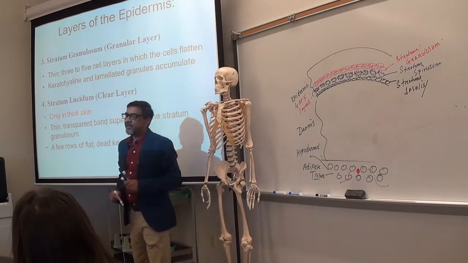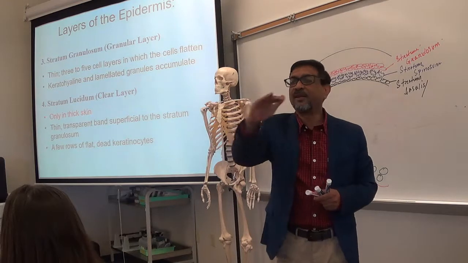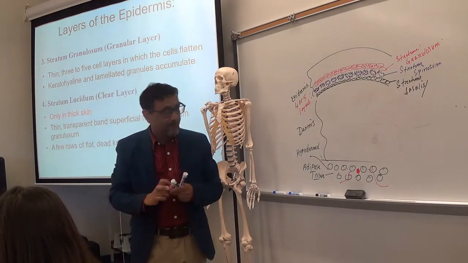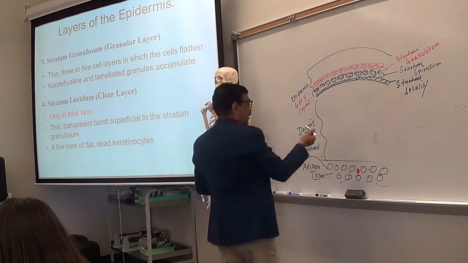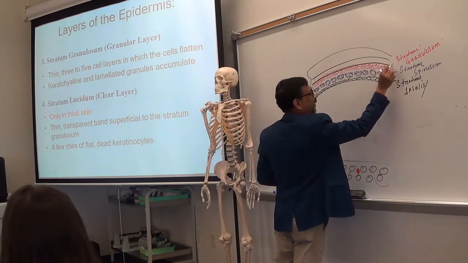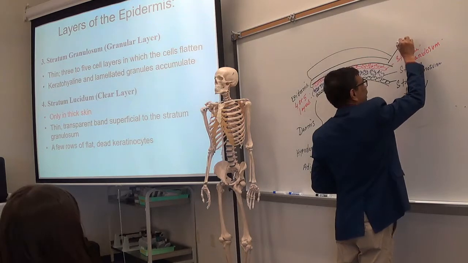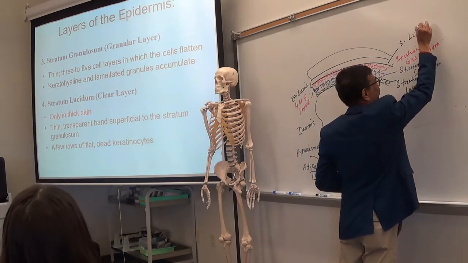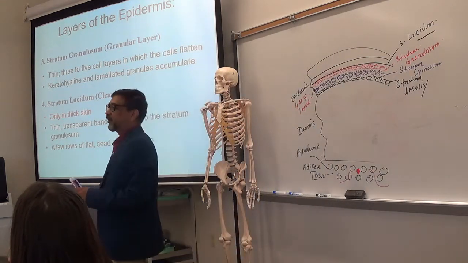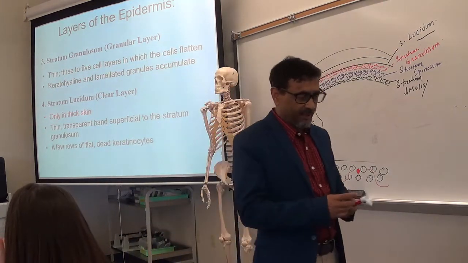The next layer is stratum lucidum. This layer is transparent, like a layer of glass, and that's why it is called lucidum. And remember everybody, this is the layer which is absent in thin skin, but present in thick skin. So this is stratum lucidum, only present in the thick skin, absent in thin skin.